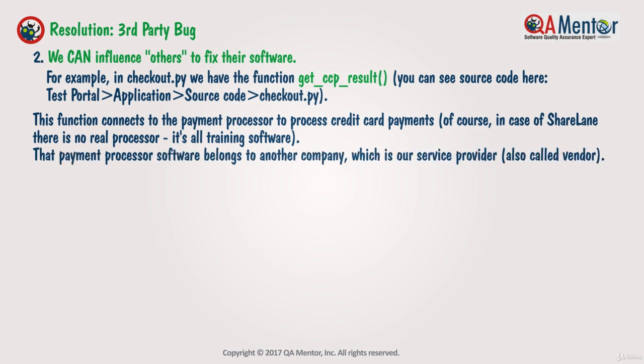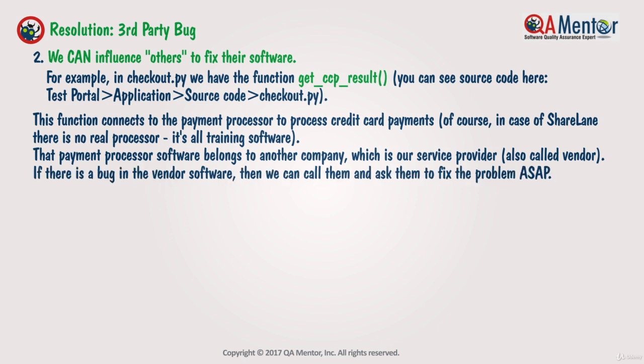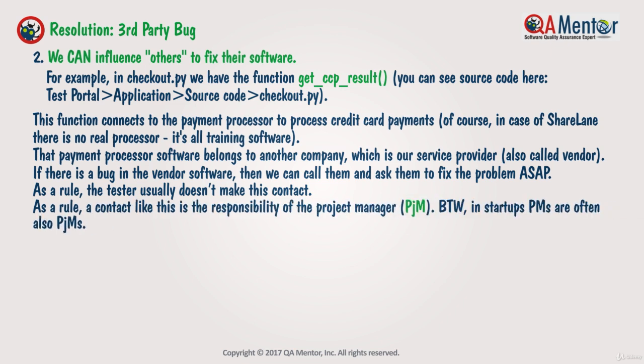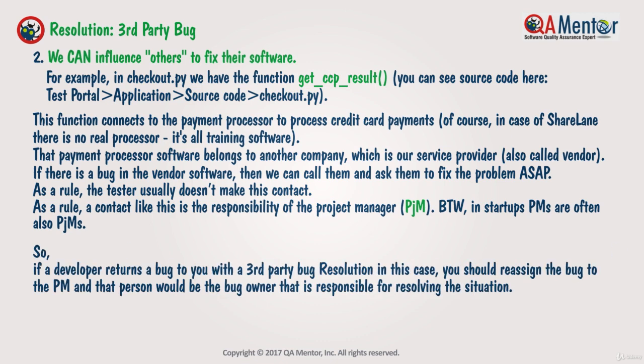That payment processor software belongs to another company, which is our service provider, also called vendor. If there is a bug in the vendor software, then we can call them and ask them to fix the problem ASAP. As a rule, the tester usually doesn't make this contact. As a rule, a contact like this is the responsibility of the project manager, PJM. By the way, in startups, PMs are often also PJMs. So, if a developer returns a bug to you with a third-party bug resolution, in this case, you should reassign the bug to the PM, and that person would be the bug owner that is responsible for resolving the situation. See Bug Vault, bug number 13. Pay attention to change history.